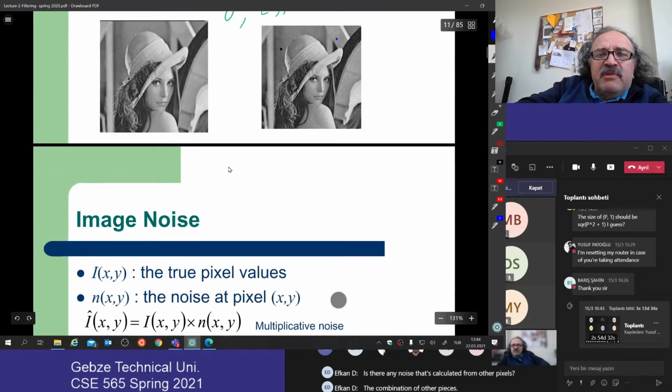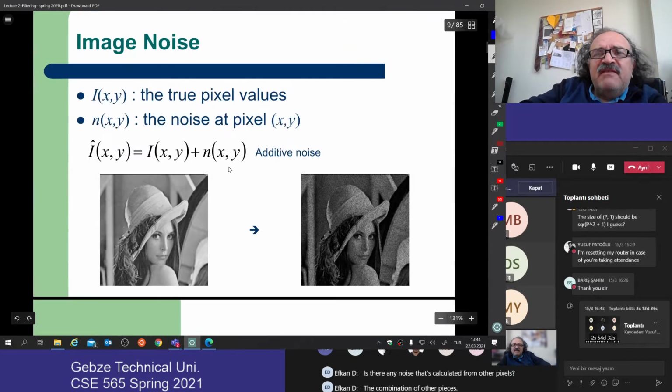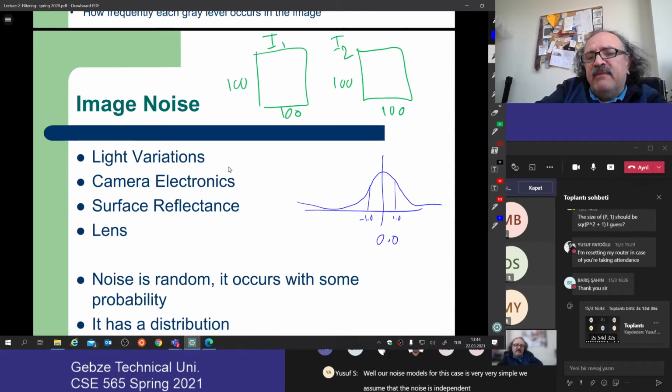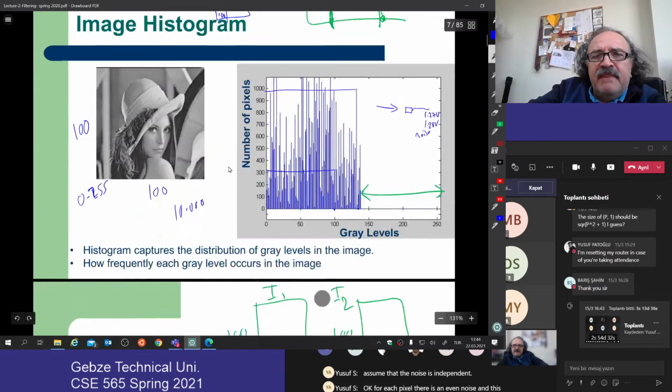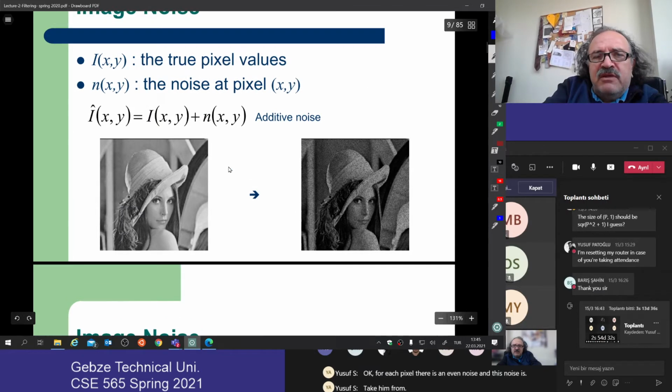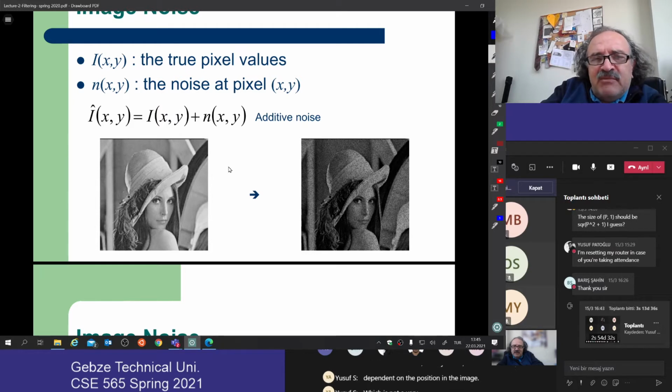Well, our noise model for this case is very simple. We assume that the noise is independent. For each pixel there is a new noise, and this noise is taken from this distribution. So as you see, noise is not dependent on the position in the image, which is not a very realistic assumption, but it makes our calculations a lot easier.